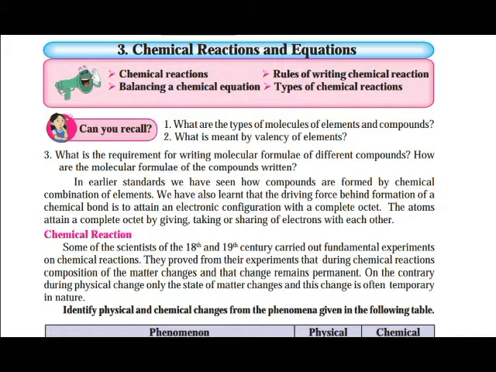H2O is a compound. H2O, water. Water is a compound made up of two elements, hydrogen and oxygen, in 2:1 proportion.